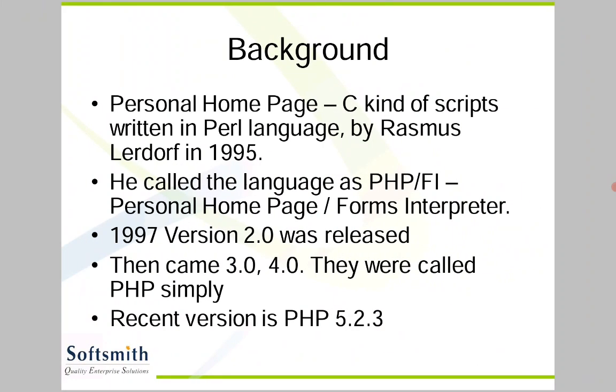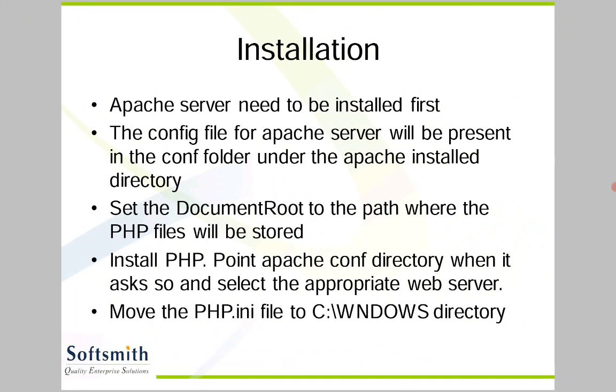So background. So what is PHP? What is the definition of PHP? It is nothing but a personal home page maker. So C kind of scripts written in Perl language, and the latest version of PHP is 5.2. Today we are using 6 and 7 also. So installation. So how to install PHP? PHP is mainly a scripting language.